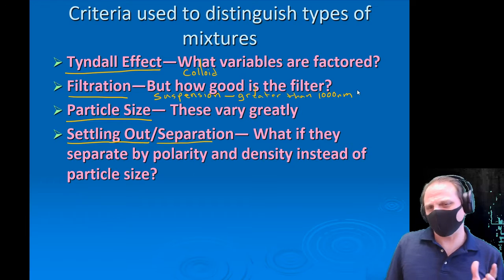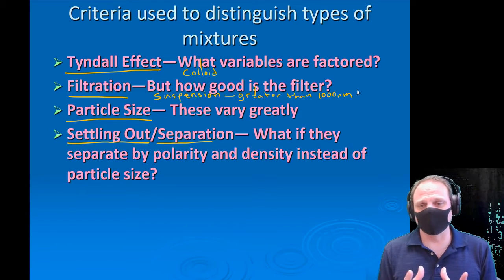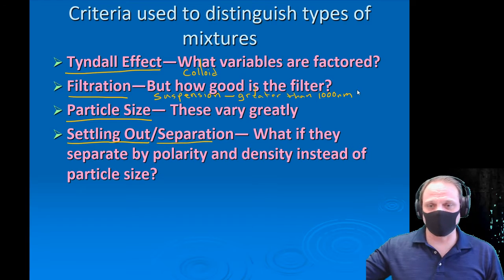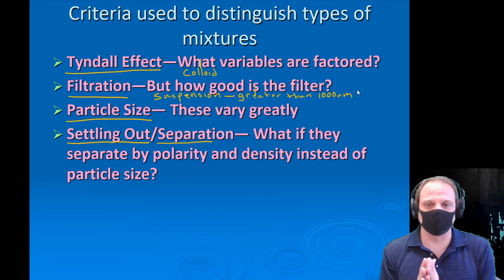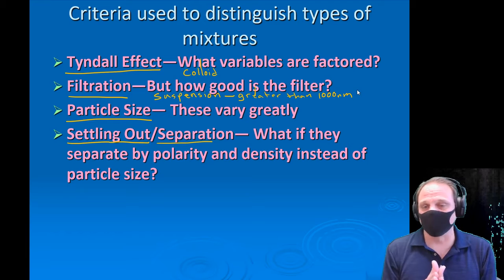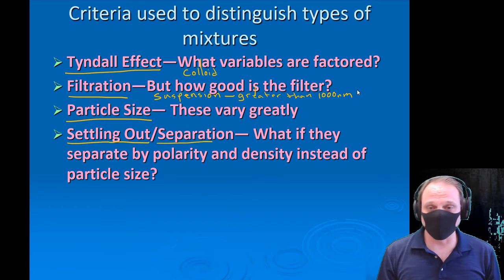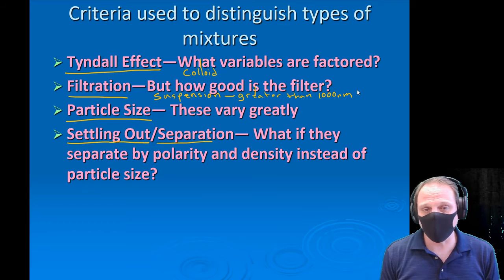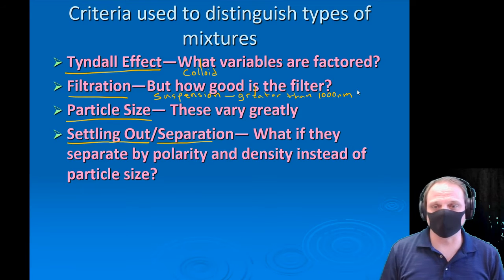So those particle sizes vary greatly, even within a substance. For instance, cornstarch has long chains of carbohydrates and short chains of carbohydrates. So if I had a mixture of cornstarch, I might have some big pieces and some small pieces. The particle sizes can vary depending upon how big those pieces of polymer can be. So particle sizes are crazy different too.